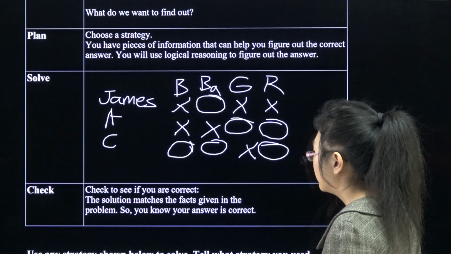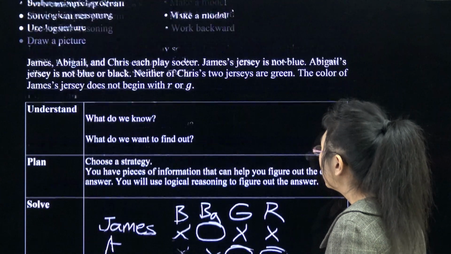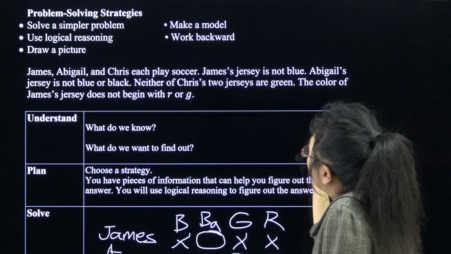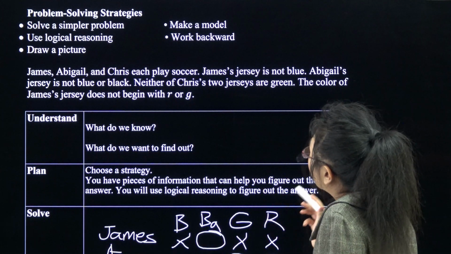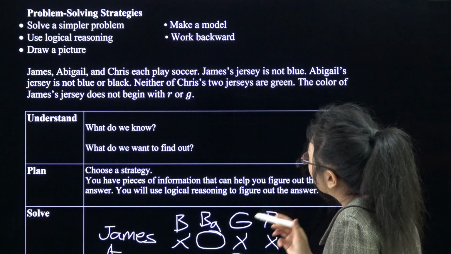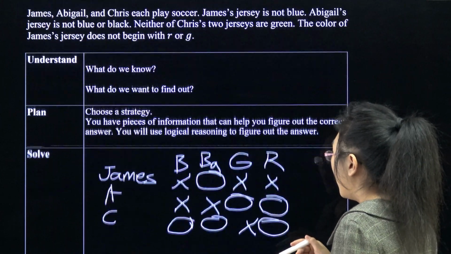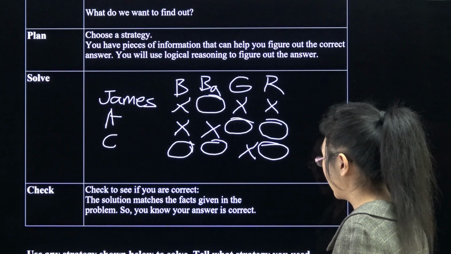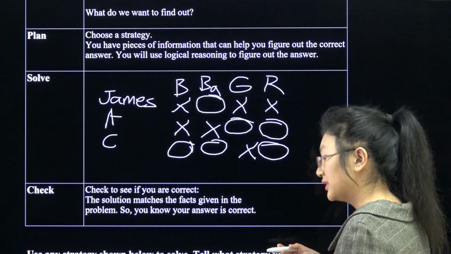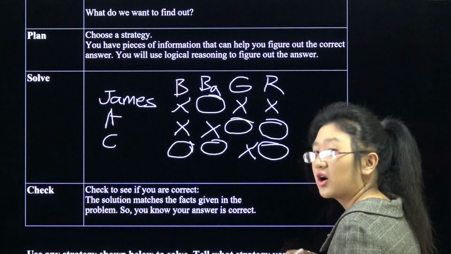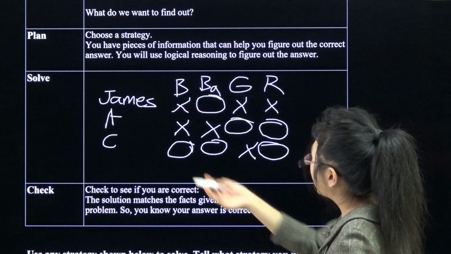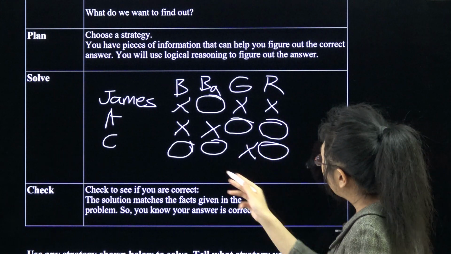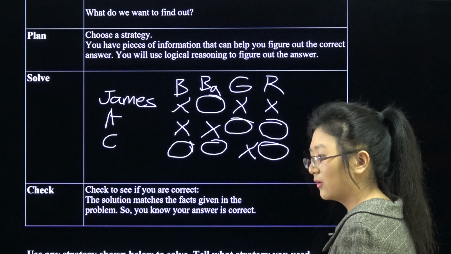Check to see if we're correct. They each play soccer. James' jersey isn't blue. Abigail's jersey is not blue or black. Neither of Chris's two jerseys are green. The color of James' jersey does not begin with R or G. Okay, so our facts. We don't have enough facts to actually give a clear, concrete answer to this, except that James' jersey is probably black. So everything that we have over here fits with the facts, so this is correct.